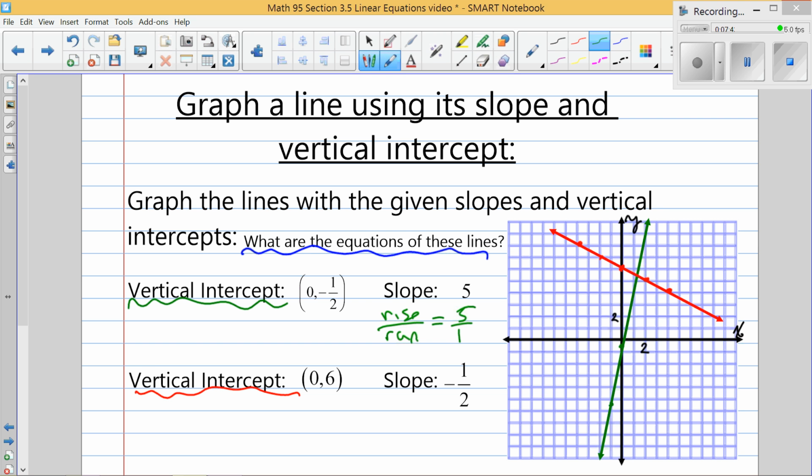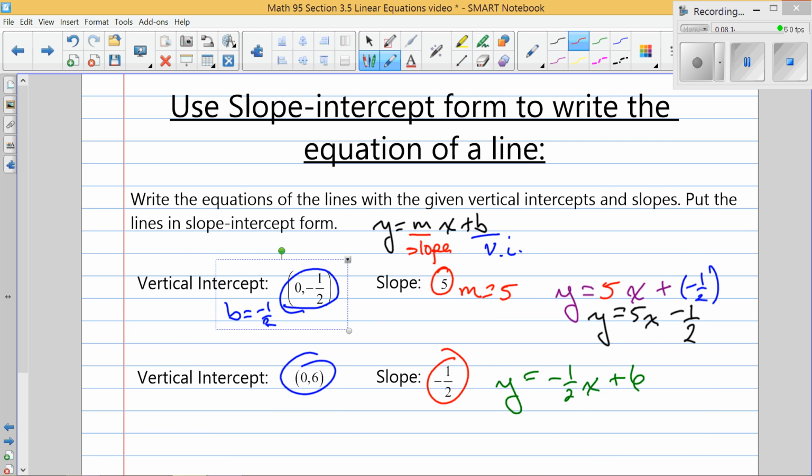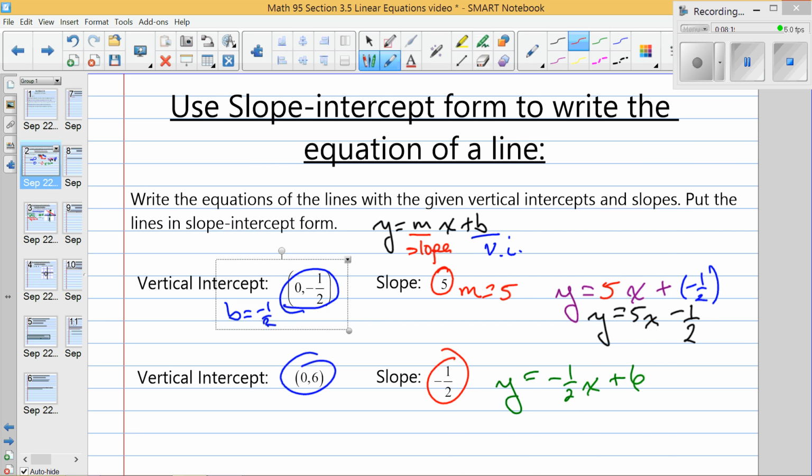My green line is going to have the equation y equals, plug in my slope, 5x, and my vertical intercept, -1/2. My red graph is going to have the equation y equals -1/2x plus 6. If these equations feel familiar, they should. They were the equations we dealt with on the previous slide. So, those were the two that we were dealing with. Okay.